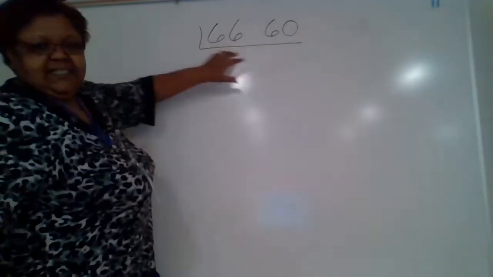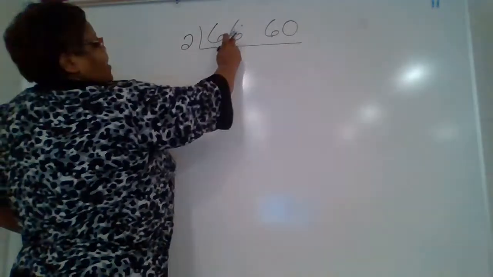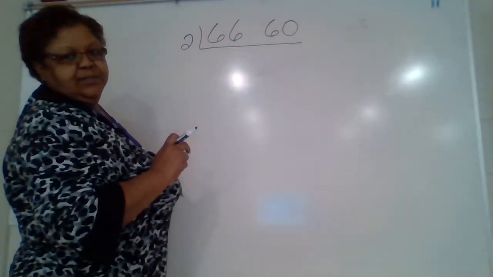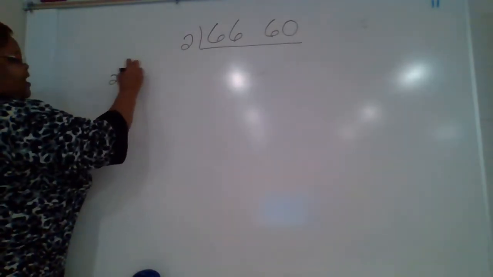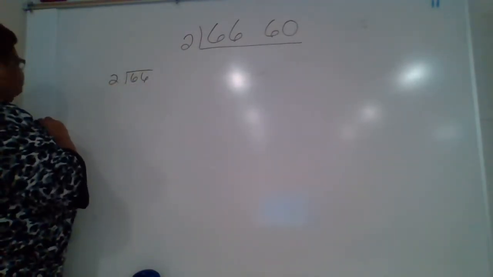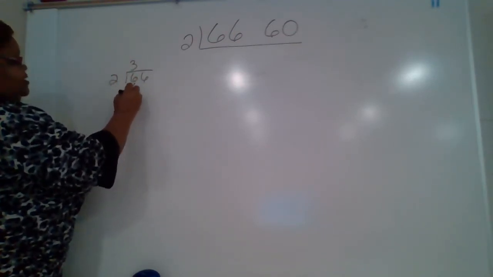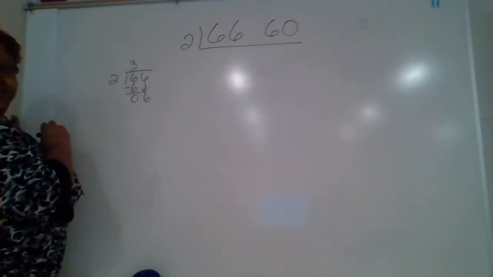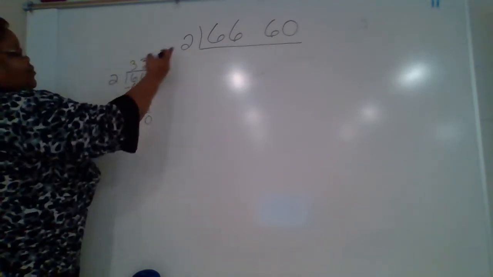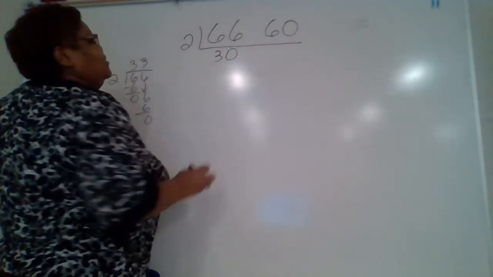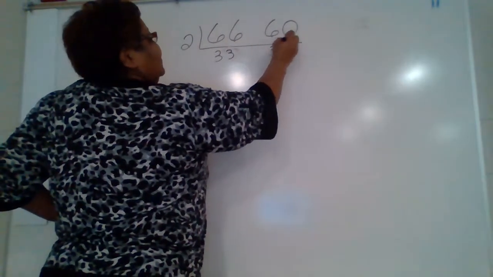Okay, so let's look at 66 and 60. I'm going to start with 2, because that ends in 6 and that ends in 0, so they're even numbers. So 2 goes into 66. I may have to come off to the side and do a little division. 2 goes into 6 3 times. 3 times 2 is 6. I subtract, get a 0, bring that 6 down. See how we're throwing in that division? 2 goes into 6 3 times. 3 times 2 is 6, no remainder. So 2 goes into 66 33 times, and 2 goes into 60 30 times.